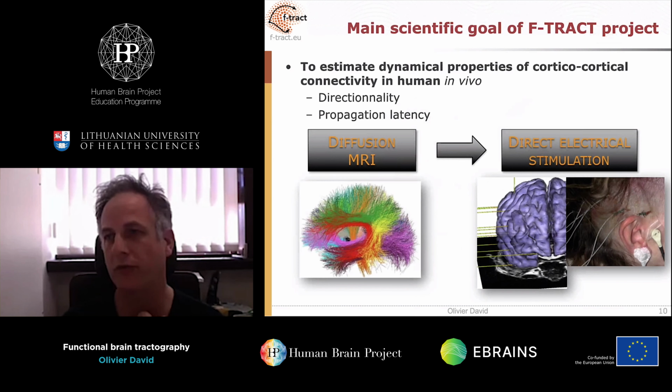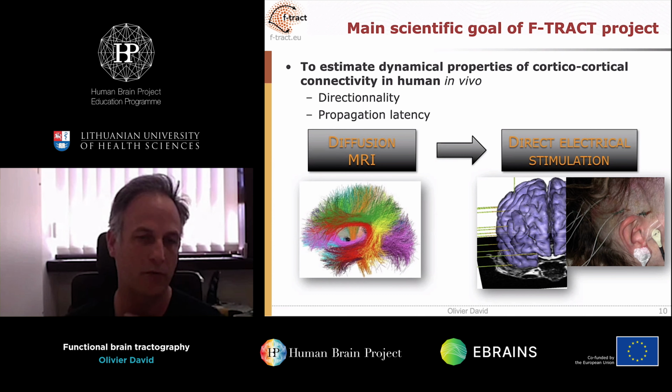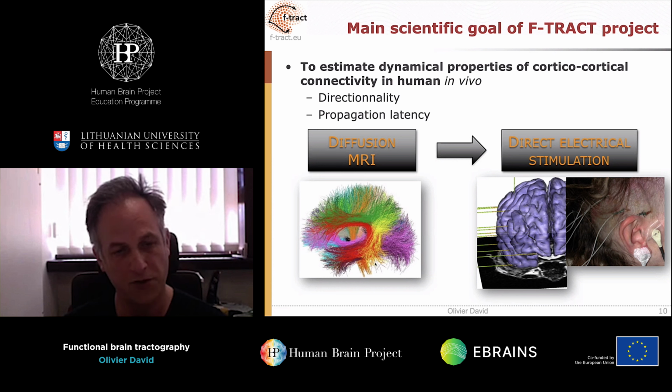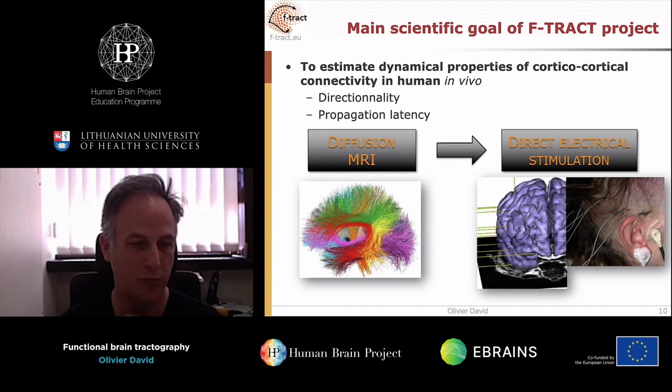And the idea of the project was to use this very rare data to build an atlas to estimate the dynamical properties of the long tracks, the long bundles that Jean-François Mangin just showed you in the previous talk. So for example, from diffusion MRI, which is a static image, and with electrophysiology, we can map the directionality of the fibers and also the propagation latency along those fibers.